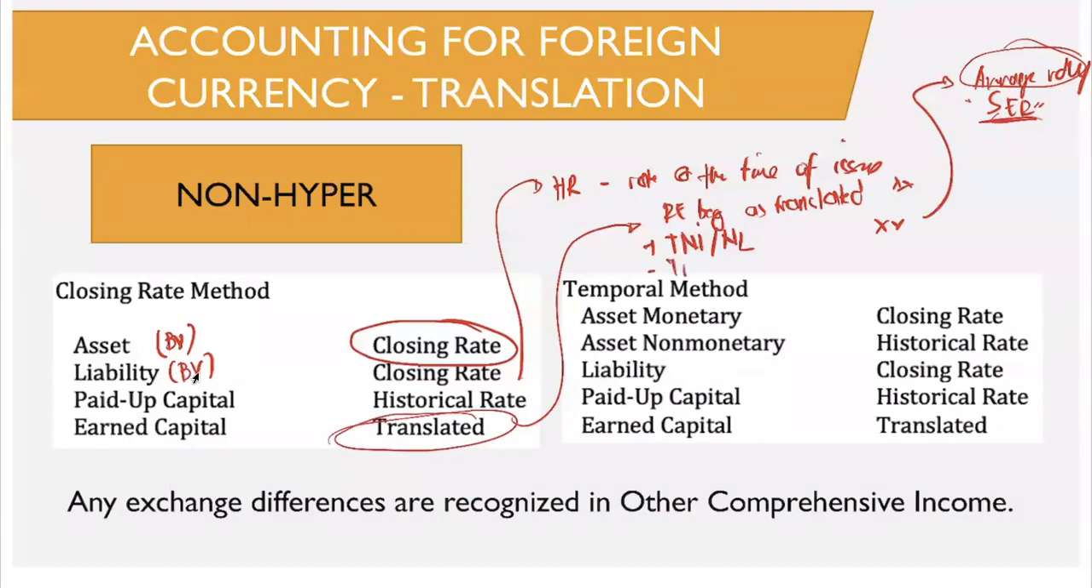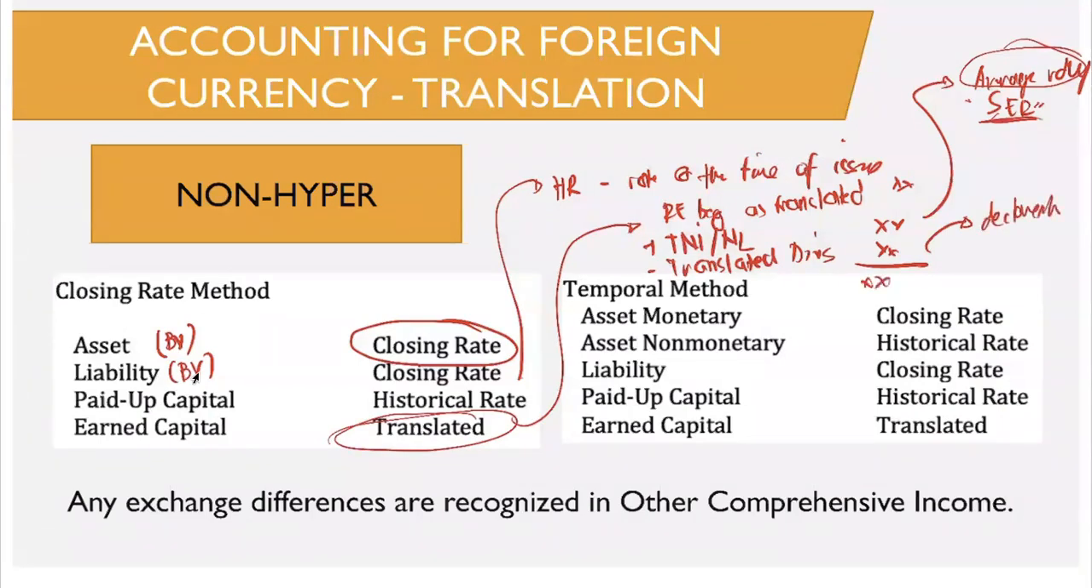Then we deduct any translated dividends. How do we compute the translated dividends? Your translated dividends are computed based on the rate at the date of the dividends, at the time it is issued or at the time there is a declaration of that dividend. So your dividends use the rate at the date of its declaration.